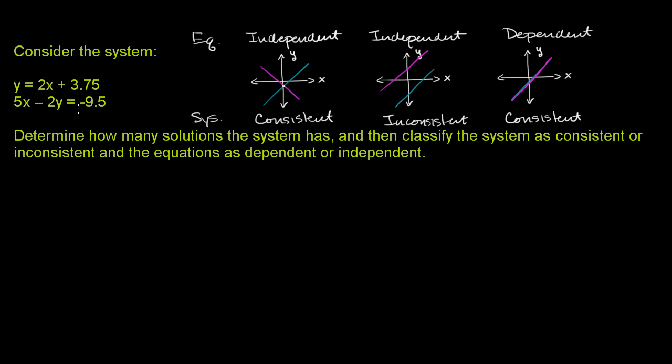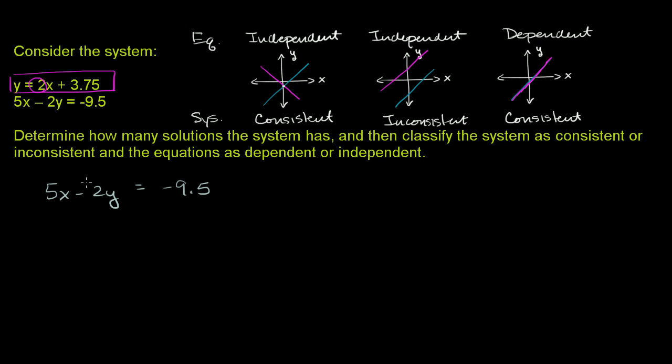Now, with that out of the way, let's actually talk about this problem. Determine how many solutions the system has and then classify. So one way to think about it, this top equation is already in slope-intercept form. We know its slope, and its y-intercept is 3.75. We can essentially put the second equation in slope-intercept form and see how its slope and y-intercept compare. And then we'll think about which of these three scenarios it falls under.